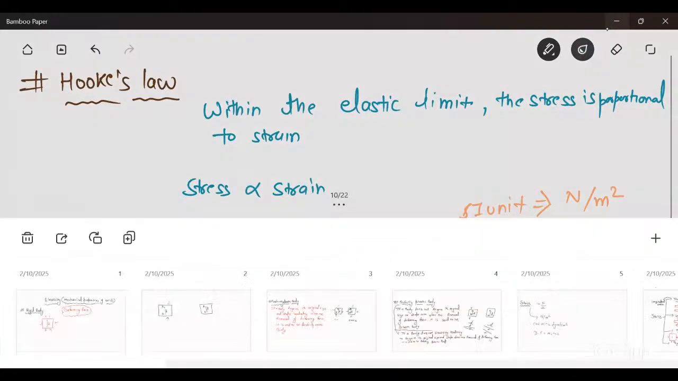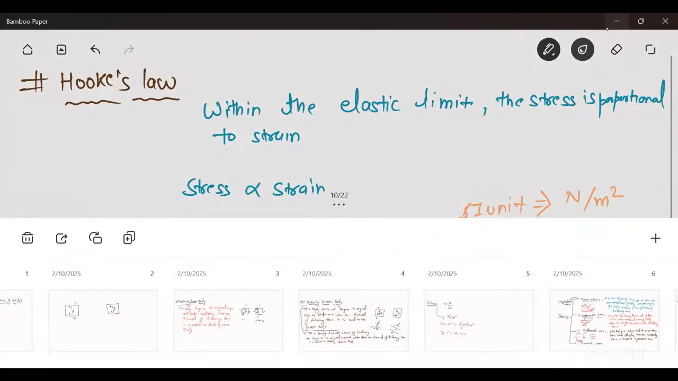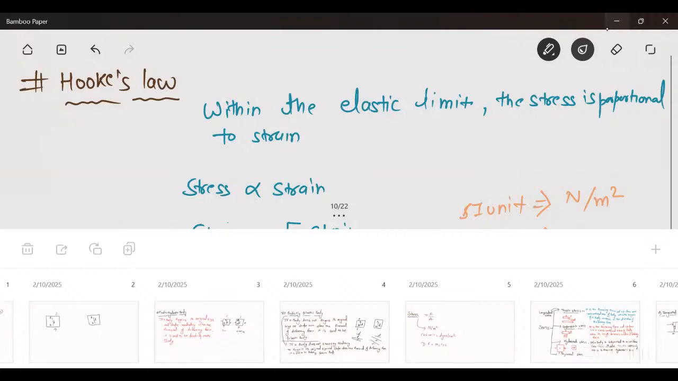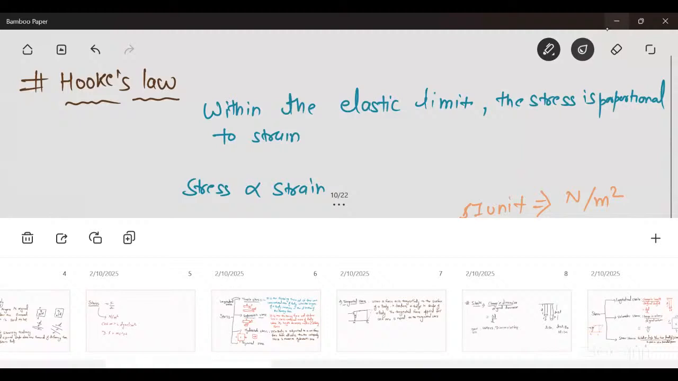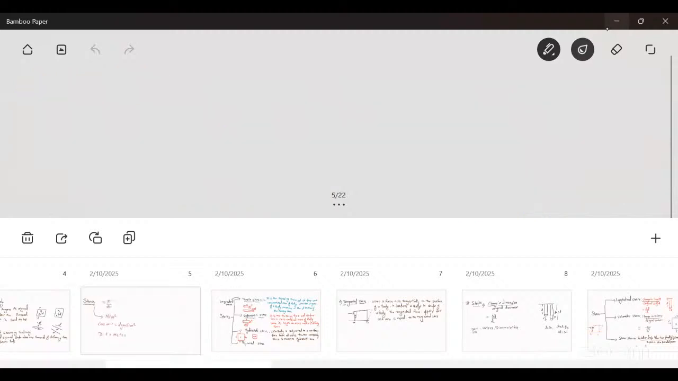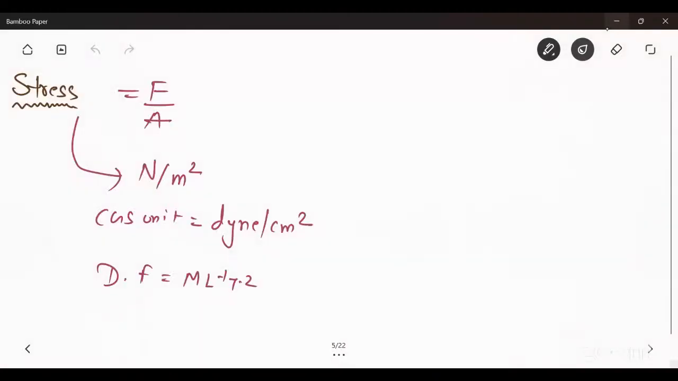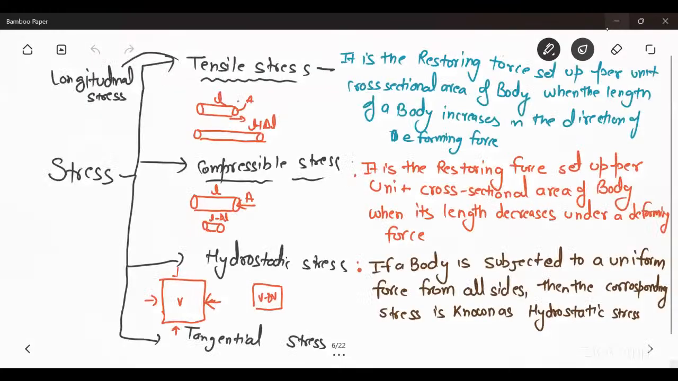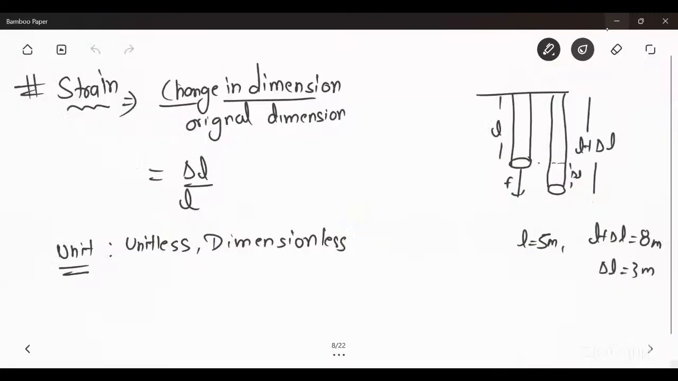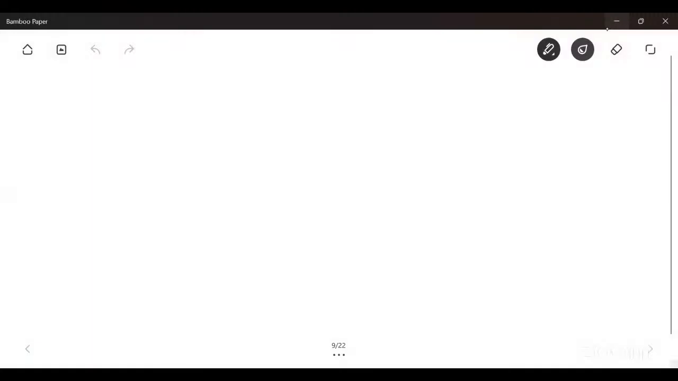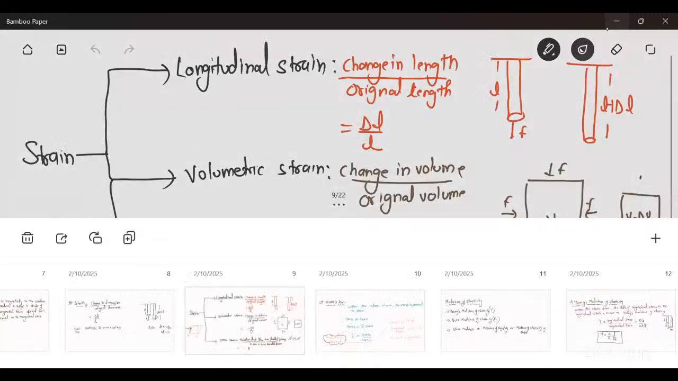Next, if this question comes as a short marks question, you will define only stress, that stress is equal to force upon area. But if it comes as a long answer type question, you have to write all about it: what is tensile stress, what is compressive stress, what is hydrostatic stress, what is tangential stress. Second, you have to define strain, the change in dimension upon original dimension, and the types of strain. And the last one is Poisson's ratio.